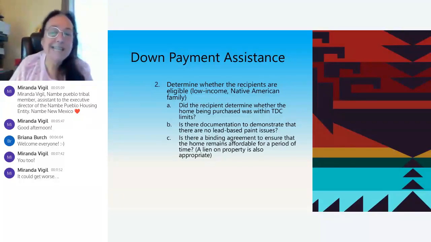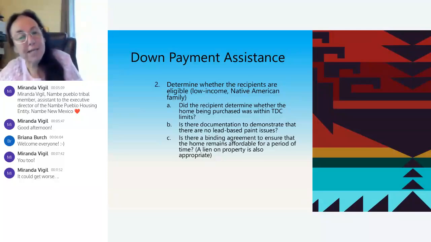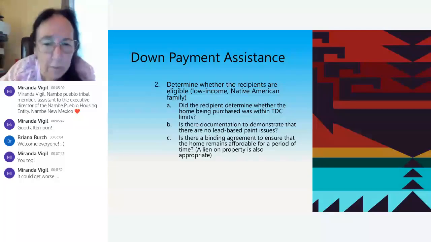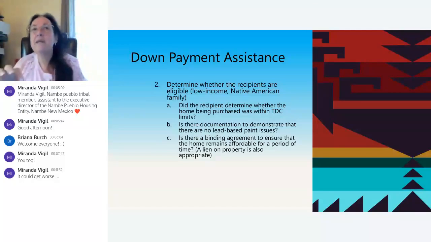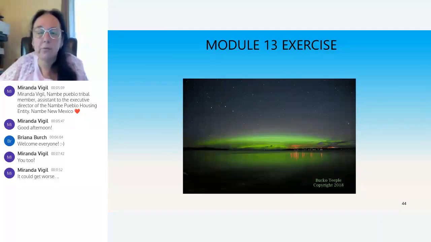Is there documentation to demonstrate that there are no lead-based paint issues? Did you give a down payment for a house that's full of lead-based paint? Is there a binding agreement to ensure that the home remains affordable for a period of time? A lien on the property is also appropriate. This is speaking to our useful life and our binding commitment requirements, and we're going to talk about those today. Okay, because we have slippage in Indian country about those.